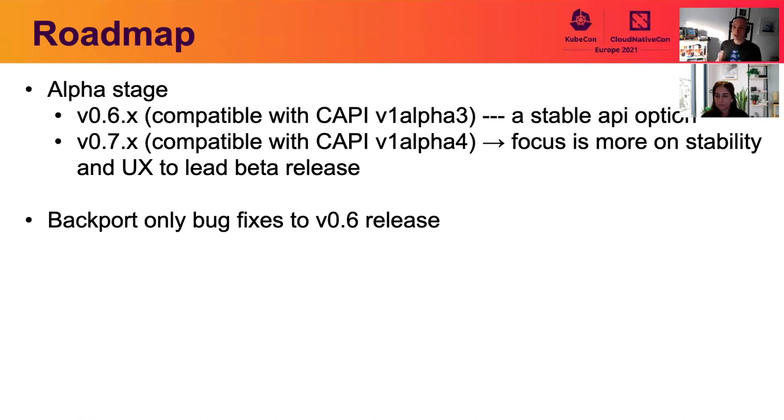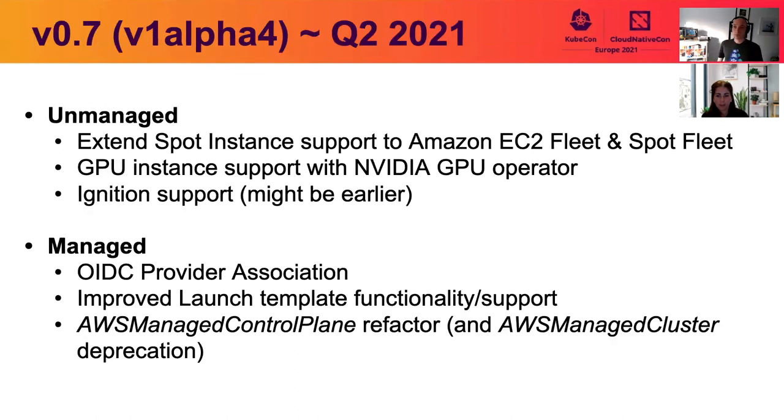We're also currently working on 0.7, and this is compatible with CAPI V1 Alpha 4. The focus with this is on stability and UX changes in the API that are eventually going to lead to the beta release, or the beta graduation, of CAPI and CAPA. When talking about these two versions, you should note that we are only going to backport bug fixes and security vulnerabilities from 0.7 to 0.6. We are still working on clarifying the features that will be in for the 0.7 release. We will continue to focus on improving stability, that's for sure.